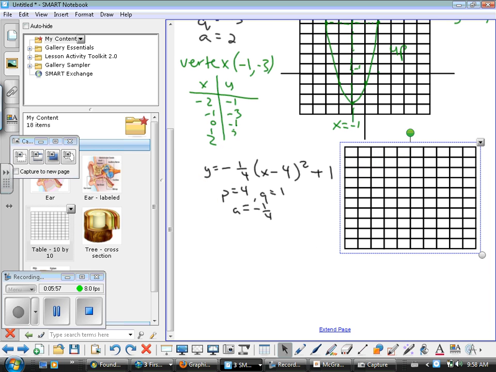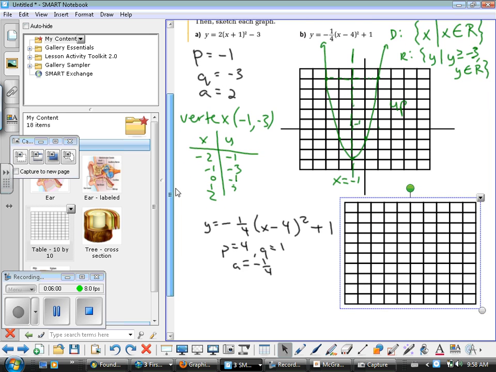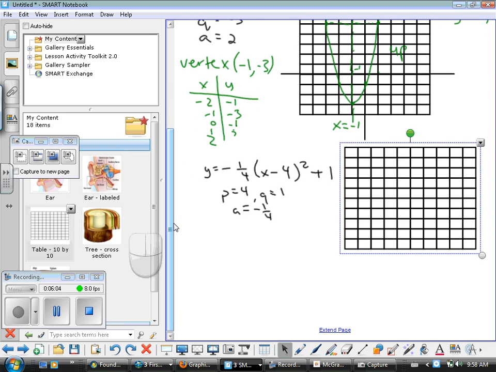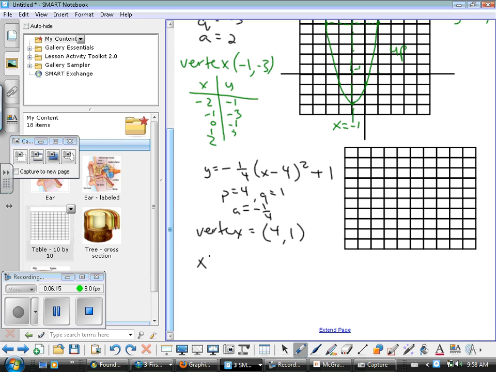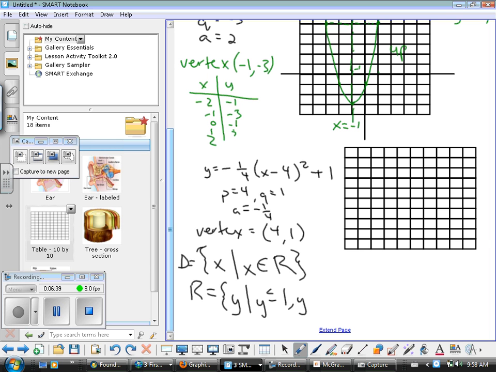And there's a couple more things. I know that the domain and range, since it opens down, I know that my vertex, let's just write my vertex as well. My vertex is (4, 1). So since it opens down, I know that 1 is going to be my maximum value. Okay, so my domain, as always, is going to be equal to the set of values of x, for which x is just any element of the set of real numbers. And for my range, I'm going to be allowed to have values of y. Okay, I can't have a y value greater than 1, so they have to be less than or equal to 1, and also out of real numbers.